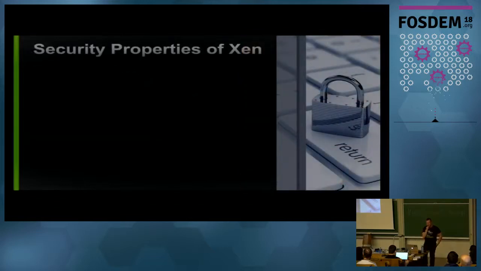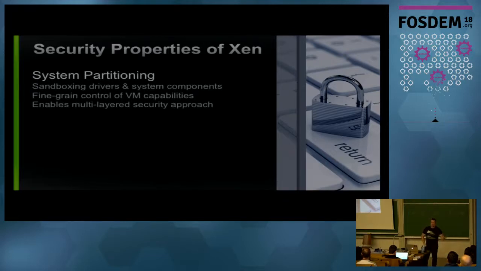So let's look at some security properties of Xen. Security is kind of important. Apart from the typical hypervisor functionality, you have functionality which enables you to do further system partitioning. We already touched on this. You can disaggregate your system in Xen, so you can run device drivers in a specific VM. Your network drivers are typically a main route of attack for a system, and you can do this for other drivers as well. You can put other system components into separate VMs and then plumb it all up to make a distributed system.